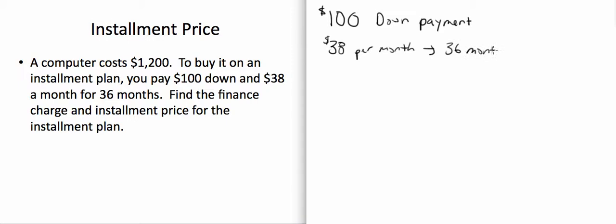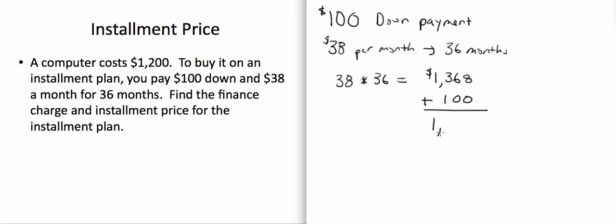That's what we pay. So we're going to take 38 and multiply it by 36, and we get an answer of $1,368. That's how much we've paid over the course of the 36 months. We add in our down payment, and that gives us a total of $1,468. So this is the installment price.